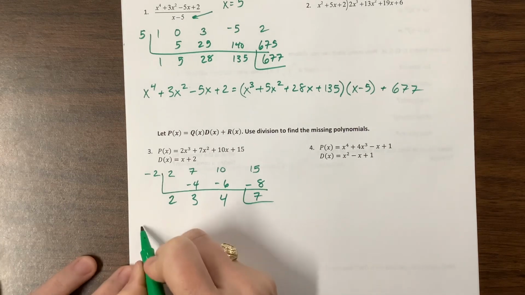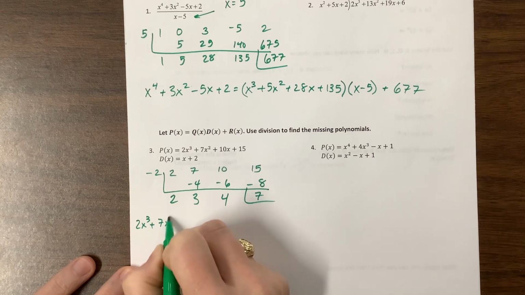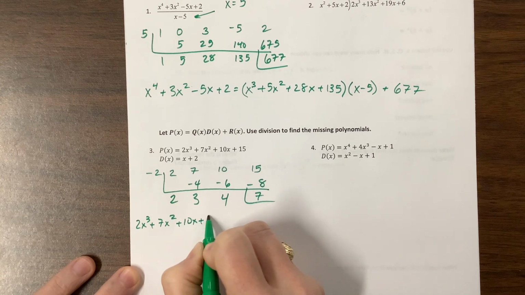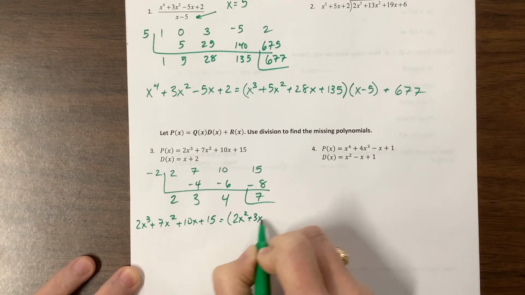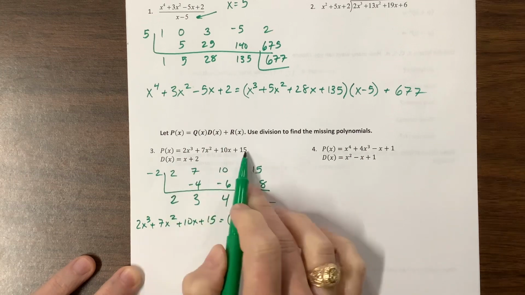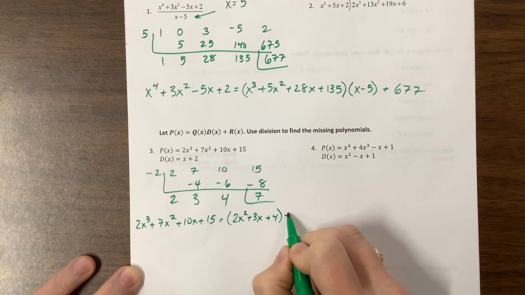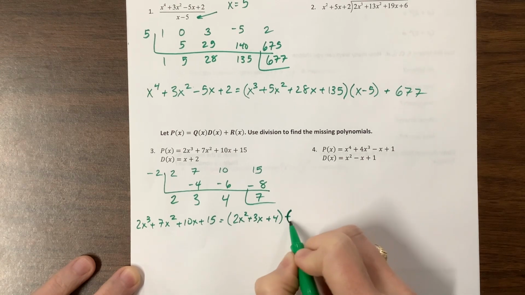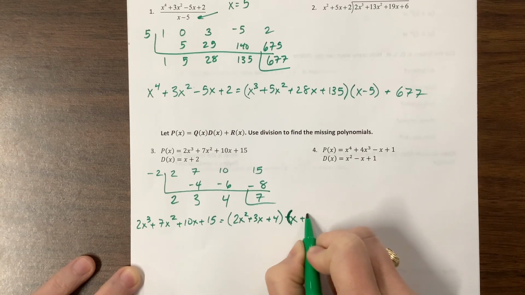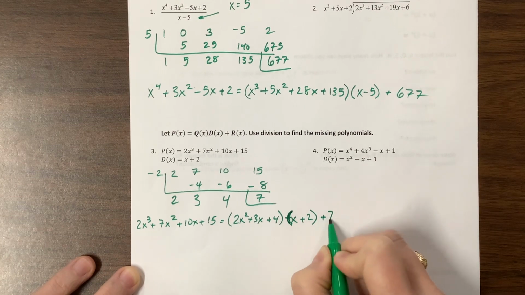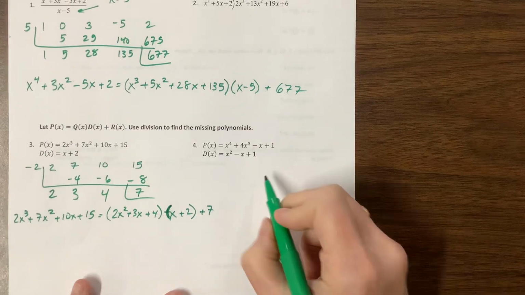Okay, so what does this mean? This means that this polynomial, 2x cubed plus 7x squared plus 10x plus 15, is equal to this, 2x squared plus 3x plus 4. So this part right here comes out as the x squared, the x, and the constant, times x plus 2, and now I have plus a remainder of 7. Okay, the next one, oh, I'm going to run out of space again. Well, let's see what I can do.